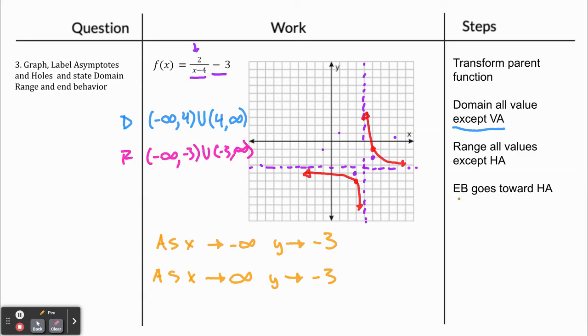Our end behavior usually goes towards the horizontal asymptotes in these simple rational expressions. So now we have our graph, domain, range, and end behavior, so we're all finished.